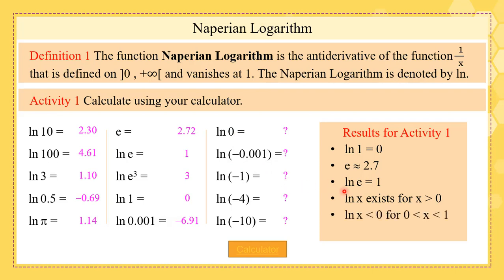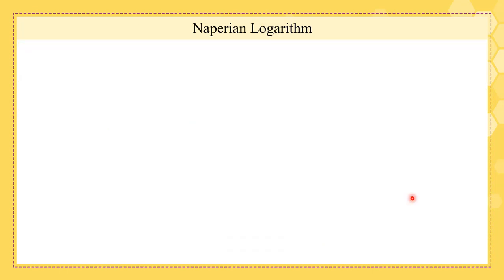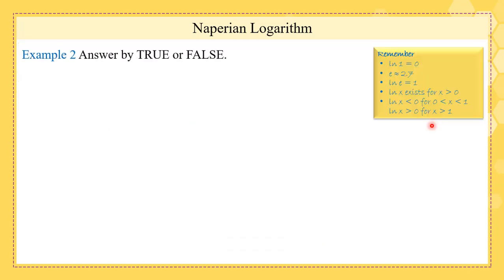We can also see that ln x could be negative when x is between 0 and 1, for example ln 0.5 and ln 0.001, and it's positive when x is greater than 1. So remember, ln x could be positive, could be negative, and could be 0, but x in this case should always be strictly positive. Now let's see this example.